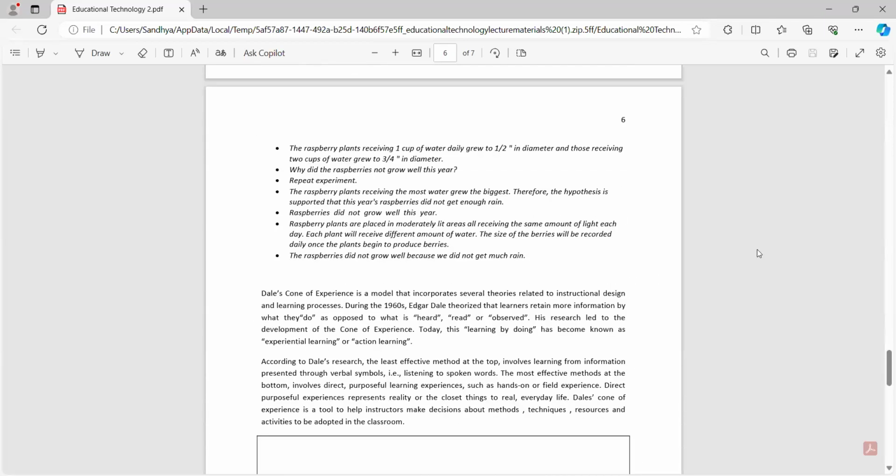Did we do this last time? No, ma'am. All right. So read this and see. A problem is identified. What is the problem identified here? Raspberries did not grow well this year.